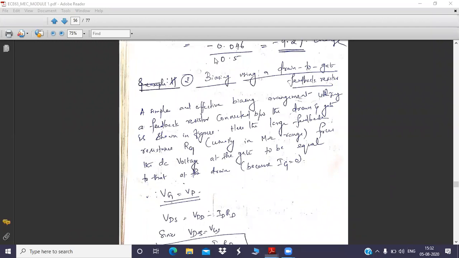Now, our intention of biasing is to make the Q point stable. The first biasing technique, whatever we have discussed, is rarely used because it has its own disadvantage. The disadvantage is that due to external temperature variations, your Q point is not constant or stable. It is always moving. It will not stay wherever you have fixed it at one particular point of time.